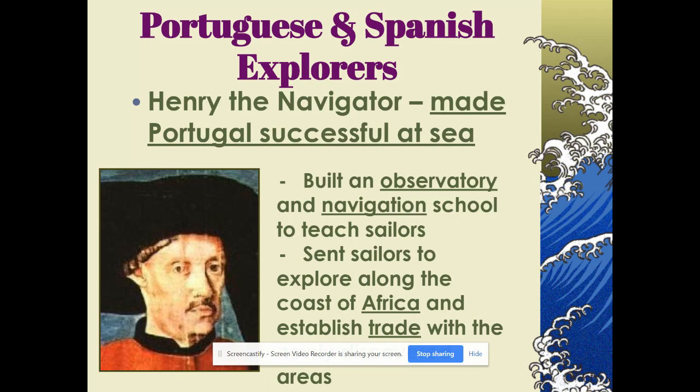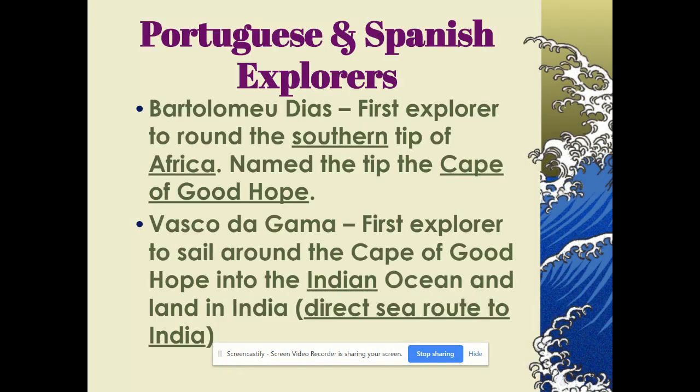He sent sailors first to just go along the coast of Africa and establish trade with those areas. We're going to discover those West African kingdoms. Remember, they have those very, very valuable trade goods we were talking about in this unit 7: gold, salt, and slaves. So they're going to definitely take their time through that African coast to trade.